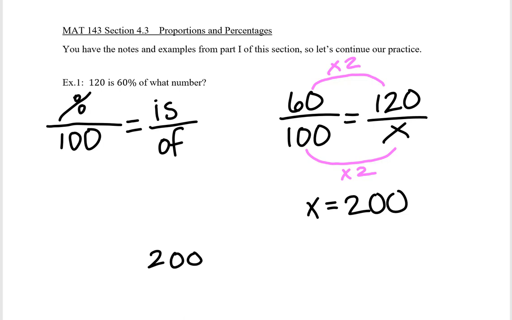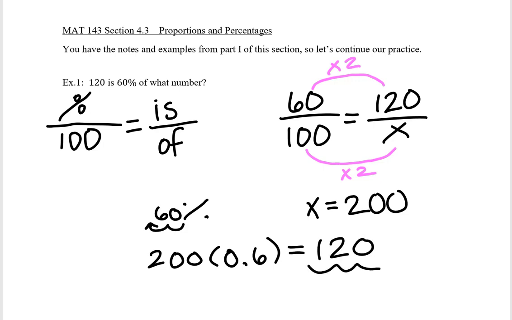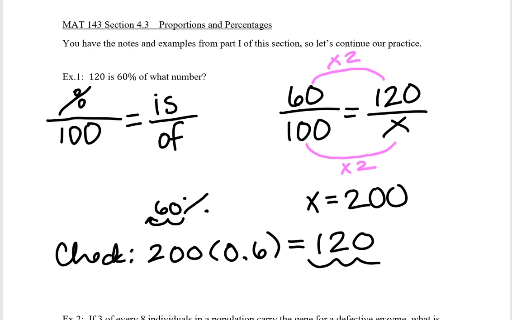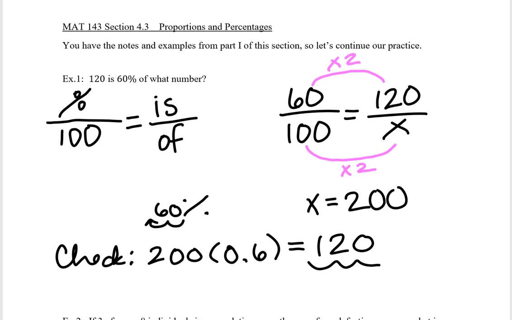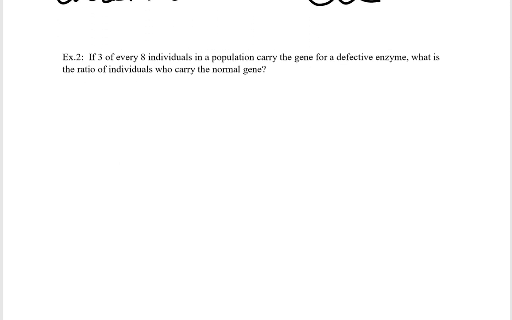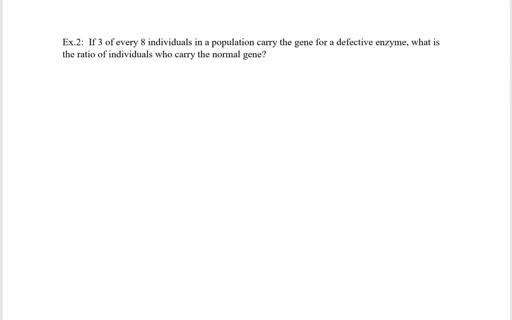You can also check yourself by actually finding 60% of 200 to see if you get 120. So 200 times 60%. You have to change percents to a decimal by moving the decimal 2 places to the left. So that's how I ended up getting 0.6. If you multiply 200 times 0.6, you get 120. So that is a little check to make sure that we did our problem correctly. You can also do cross multiplication, but in this case I thought that was the easiest way to handle that question.